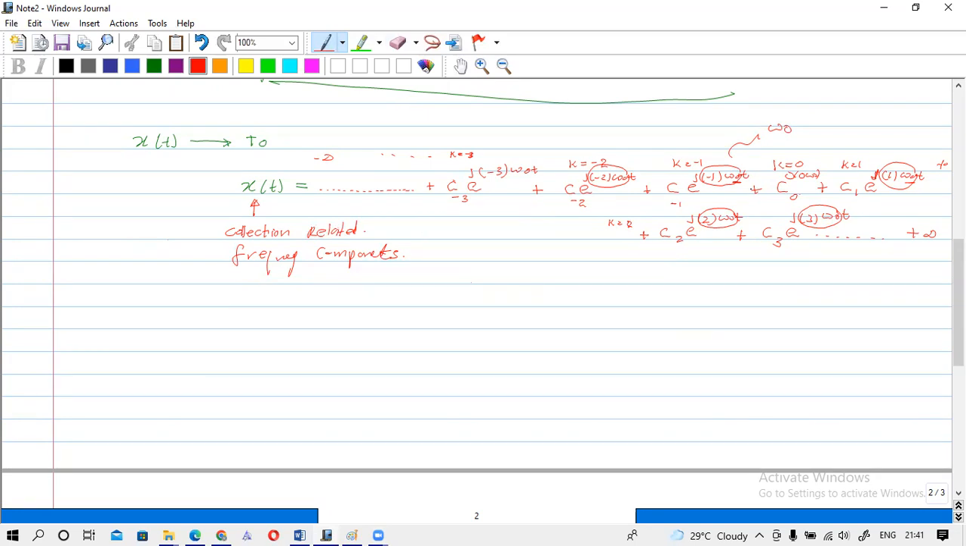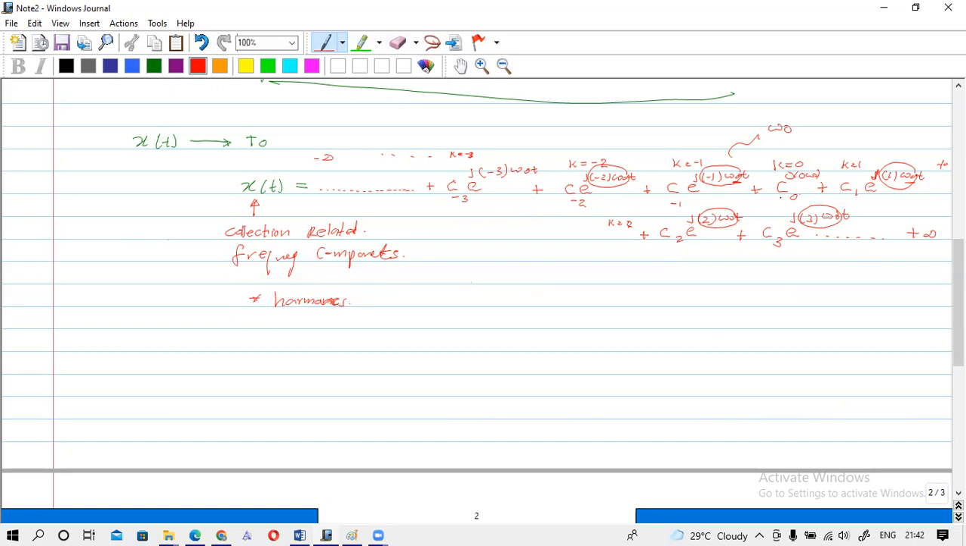Actually, these frequency components we call harmonics. So these are harmonics. That word is very important: harmonics.